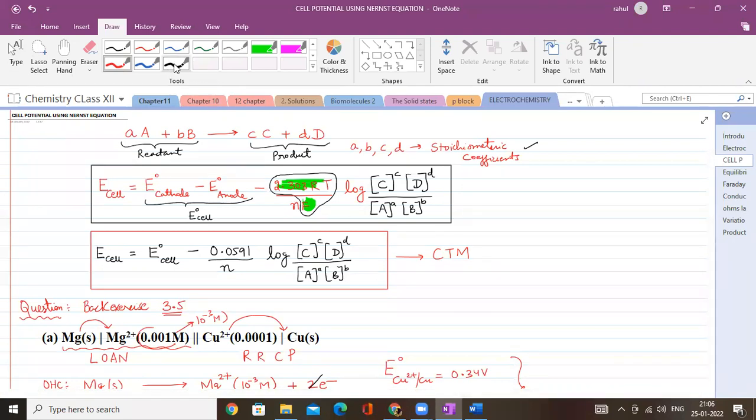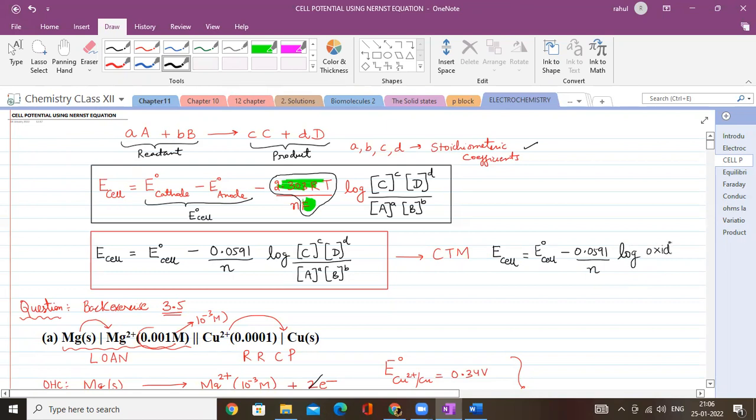There is another formula which I can apply, and that is E of the cell is equal to E naught of the cell minus 0.0591 divided by the number of electrons exchanged, log of the species which got oxidized, that is oxidation, divided by the one which is reduced. This is also one of the formulas that I can use in order to calculate the cell potential by using the Nernst equation.